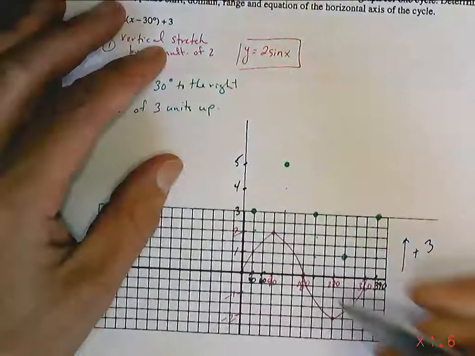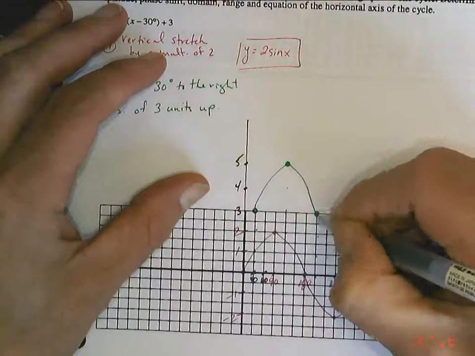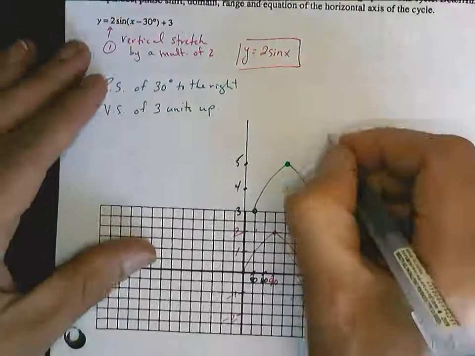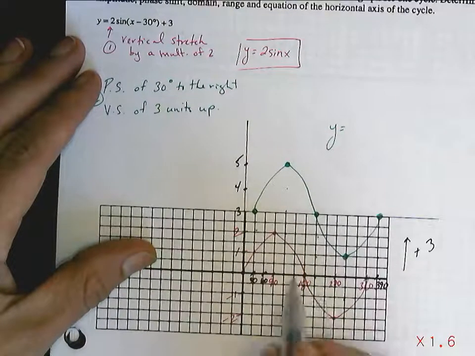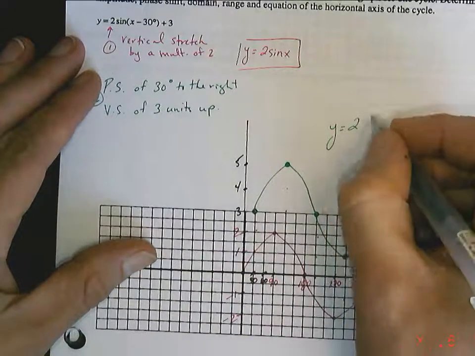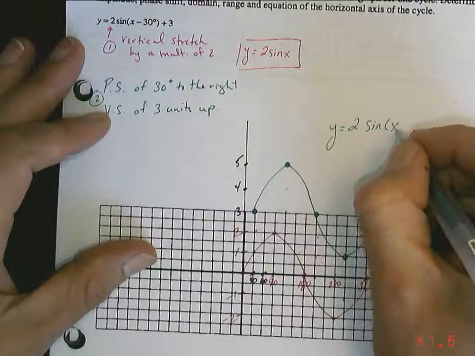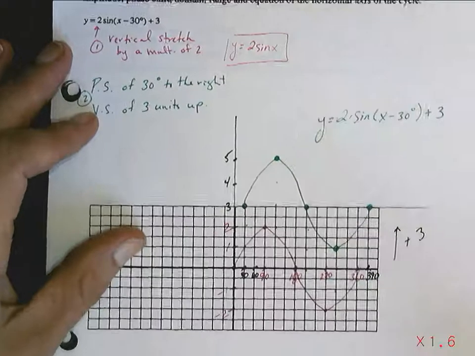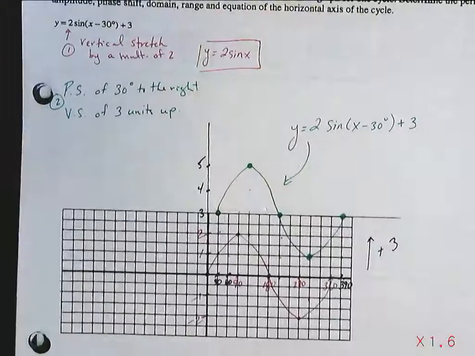And my new curve is here. And this is, in fact, the curve. Now remember, I used this curve to get this curve, so it has a vertical stretch of 2. And it has a horizontal or a phase shift to the right of 30 degrees, and it is moved vertically up 3. And that, ladies and gentlemen, is my answer.